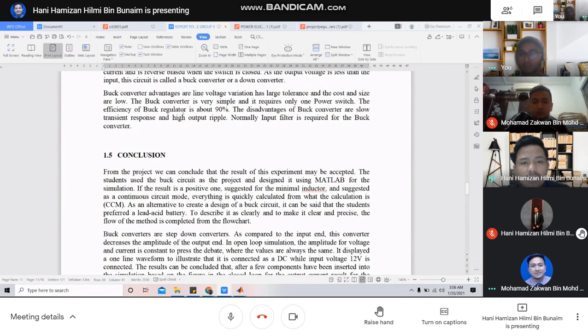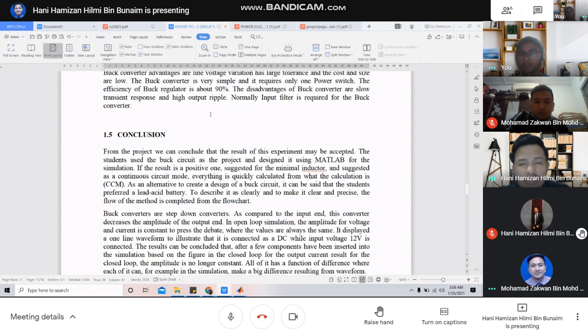Buck converter advantages are large tolerance to line voltage variation, and lower cost and size. The buck converter is very simple and it requires only one power switch. The efficiency of a buck regulator is about 90%. The disadvantages of the buck converter are slow transient response and high output ripple. Normally, an input filter is required for the buck converter.